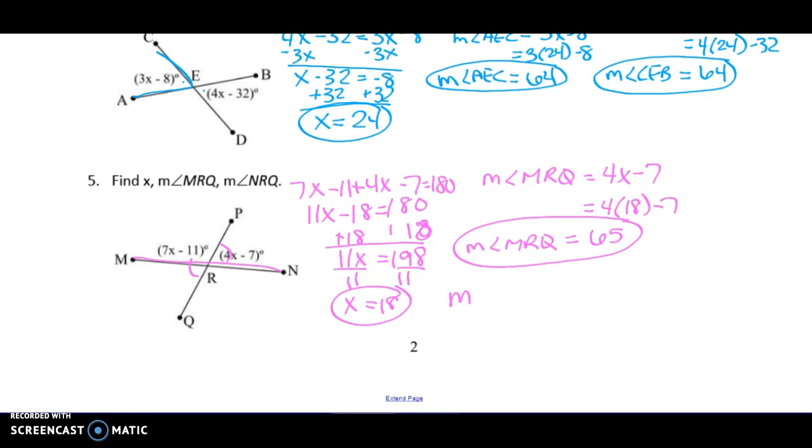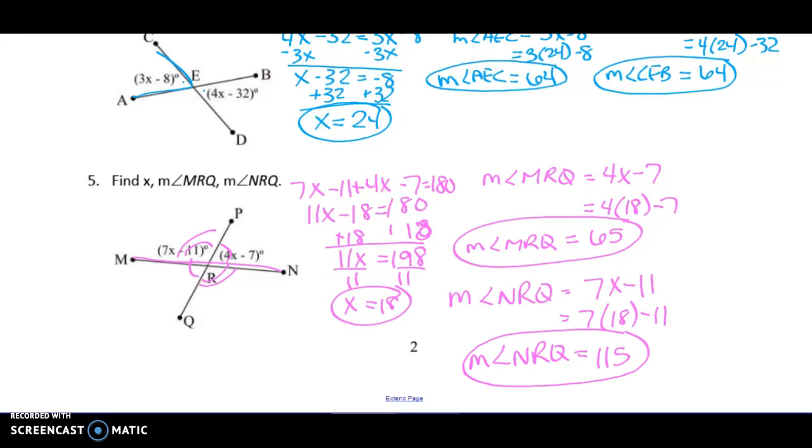Then I need the measure of angle NRQ. And that one is actually here, and the vertical angle is telling me it's the same as the angle opposite, so it's 7x minus 11, but x is 18. So the measure of angle NRQ is 115.